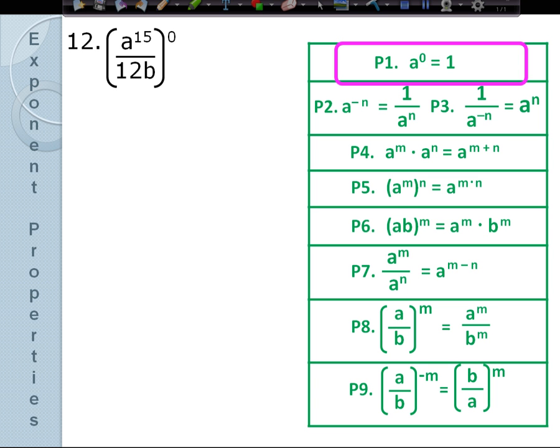Property number 6 and number 8 show me that the exponent on the outside of the parentheses applies to everything inside the parentheses. So therefore, my 0 applies to everything inside the parentheses, and it makes it all equal to 1. So no matter how many 1s I have in here, 1 times 1 is always 1. 1 divided by 1 is always 1. So my answer is 1.